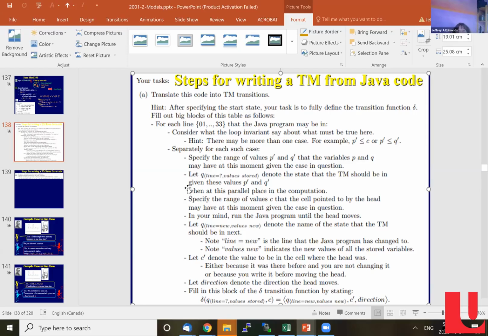Everybody see here, let's go through this again. What do you need to do? You need to fill in the whole transition function. You need to tell me the start state, and then you need to do the transition function. So you start in line 1, and when you're in line 1, the loop invariant tells me what the picture is. So draw out the picture. Make sure you understand the picture of the loop invariant.